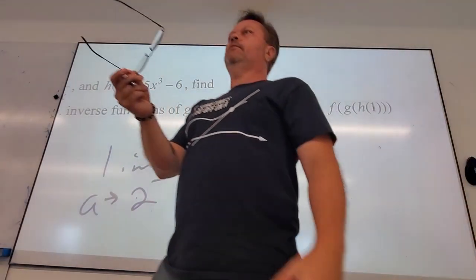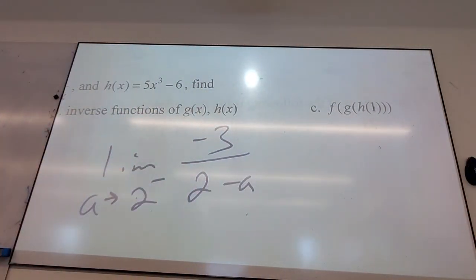When you plug a 2 in, is it indeterminate? No. What form is it when I try to plug a 2 in? I get -3 over 0. Now listen. When I see that, I know the answer is some kind of infinity. So I don't have to be precise, because it's infinity.